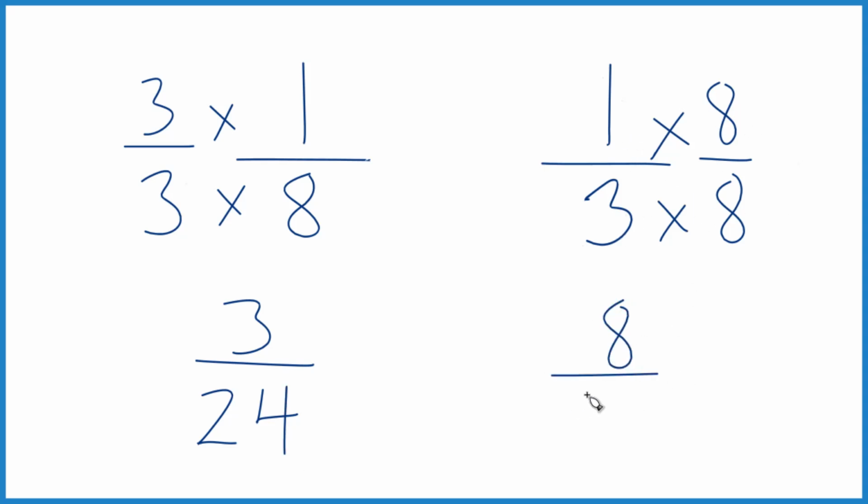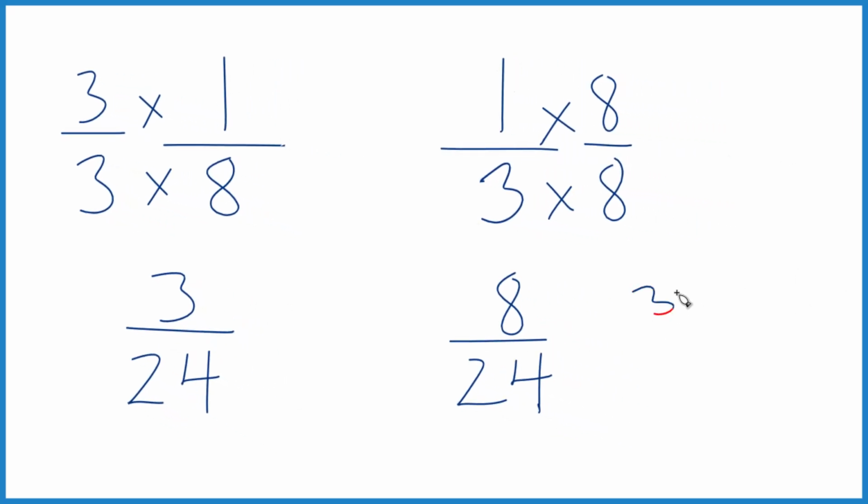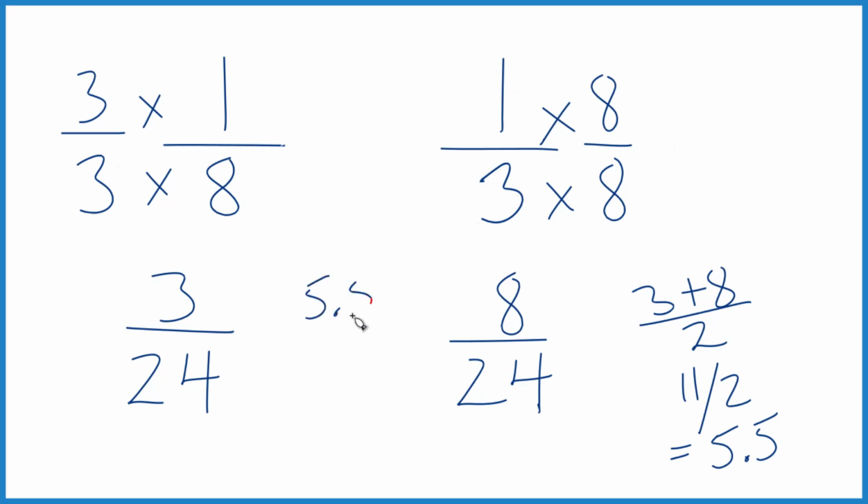So now I have that same denominator here. I'm just going to compare the numerators. So I want to know what number is between 3 and 8. I could just say 3 plus 8 and then divide that by 2. That would tell me what's halfway between. So 3 plus 8 is 11 over 2. That equals 5.5. So the fraction halfway between 3/24 and 8/24 is 5.5/24.